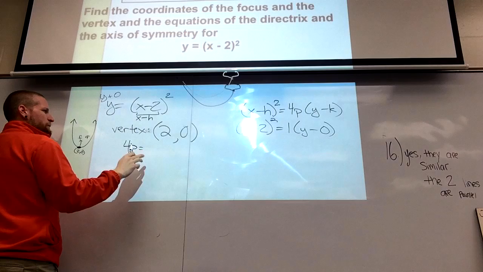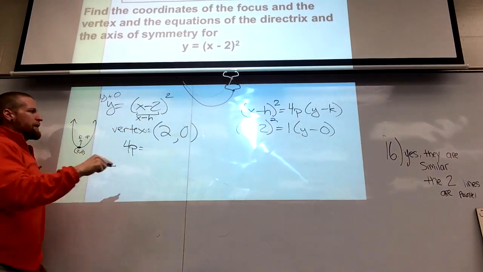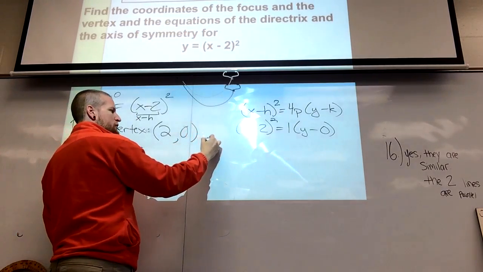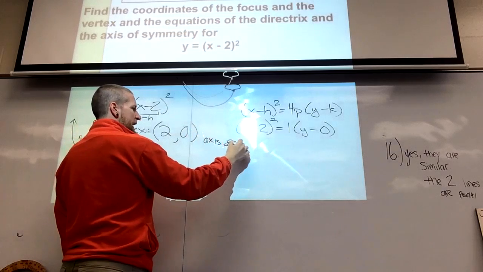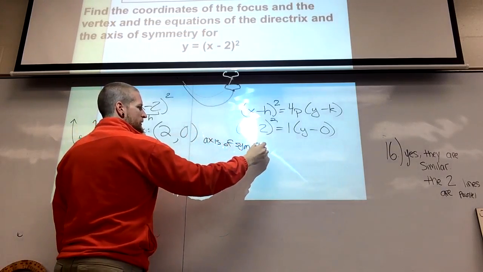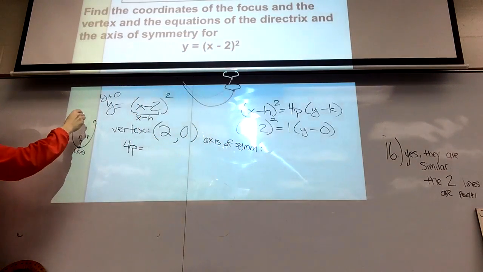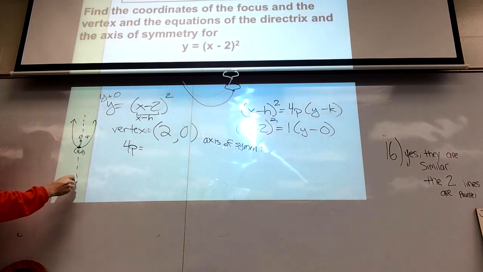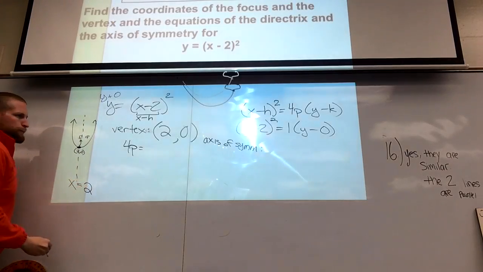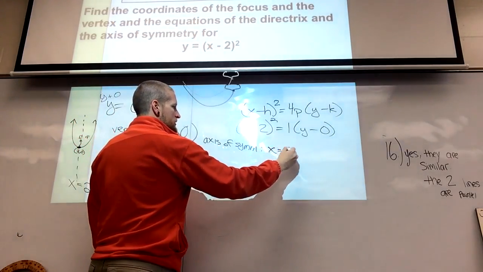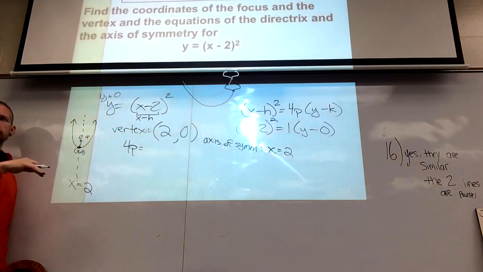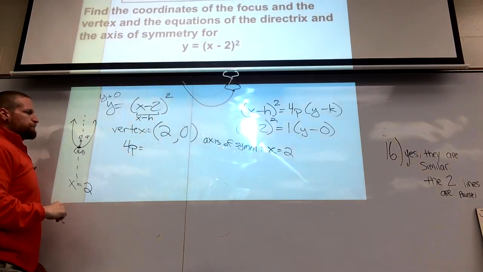Okay, so for everything else, once you get the vertex, I can also write the axis of symmetry. All right, guys, your axis of symmetry was the line that goes through this way. So since it's a parabola opening up, this should always be x equals whatever the x coordinate is, which is 2. So these two you can usually get right from the beginning as soon as you get it into standard form.